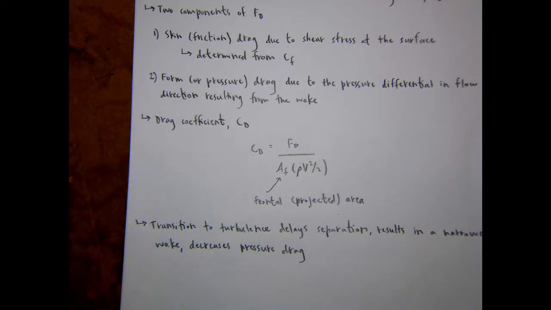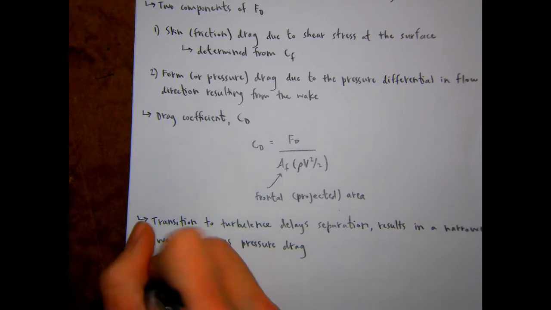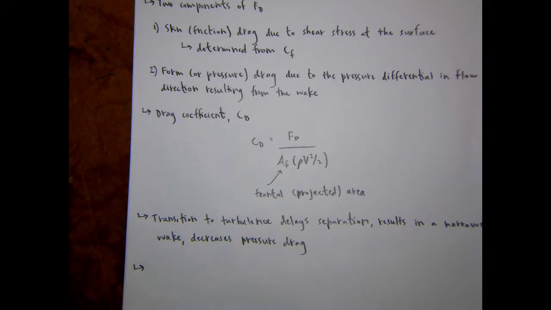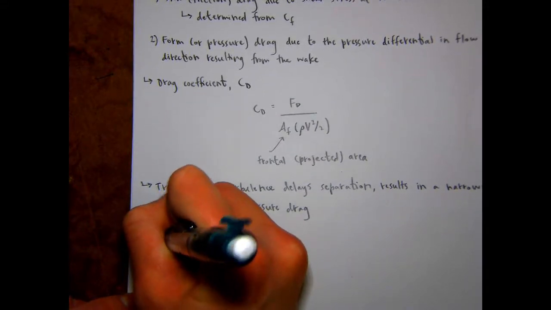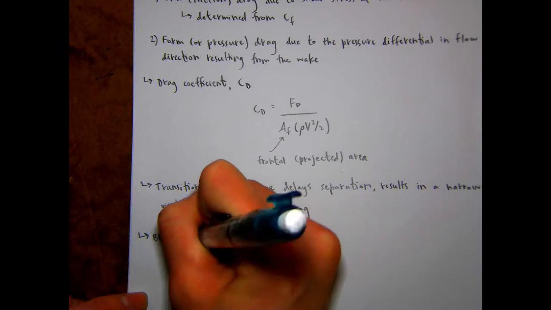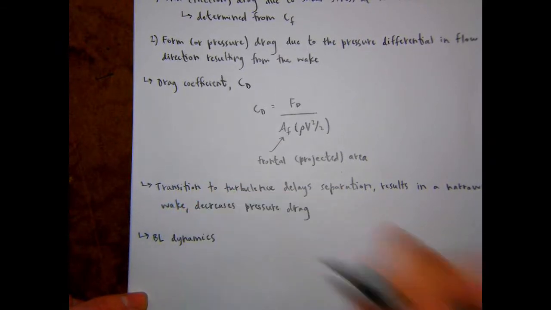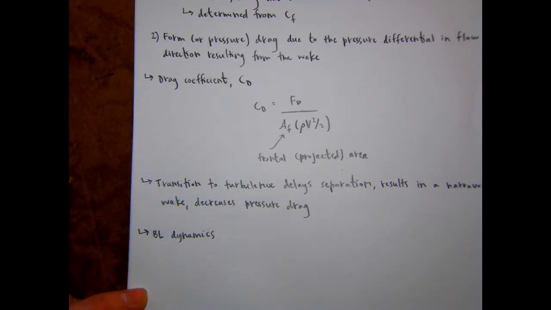So if the boundary layer stays attached longer, you have a narrower wake, then there's a much smaller region of lower pressure behind the cylinder. And so it's reducing that pressure or form drag. And all of these boundary layer dynamics, of course, also influence the Nusselt number because they influence the temperature distribution around the cylinder.